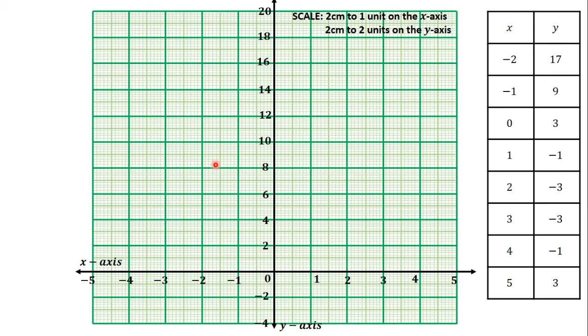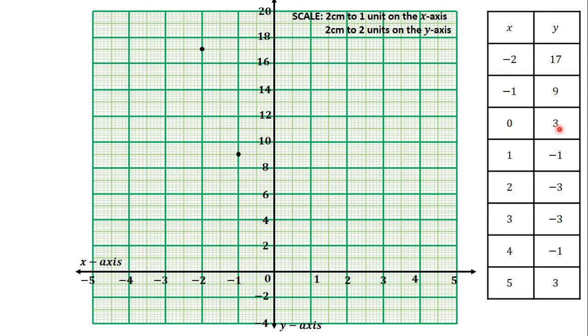Now, we can plot our points on this graph sheet. The first point is minus 2, 17. So minus 2 on the x-axis and 17 on the y-axis. 17 will be between 16 and 18. So we have the point minus 2, 17 here. The next one is minus 1, 9. So minus 1 on the x-axis and 9 on the y-axis. 9 will be between 8 and 10. So we have the point minus 1, 9.